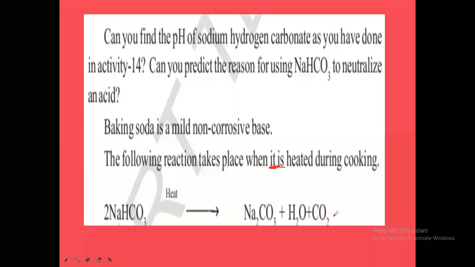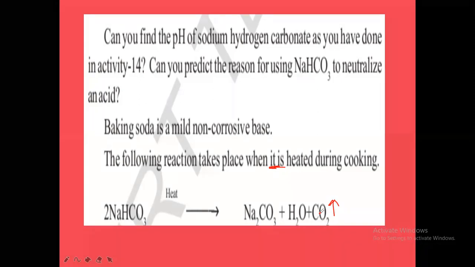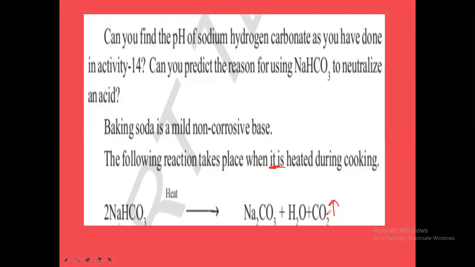Which gas is produced here? CO2 gas will be produced. This CO2 gas will make the cake spongy and fluffy. The cake will be made spongy due to the release of which gas? CO2 gas. This CO2 gas will escape through the dough. When it is escaping, the spongy cake is obtained.